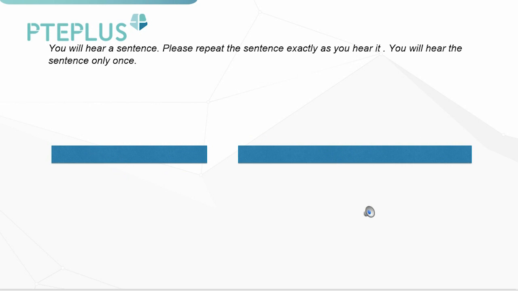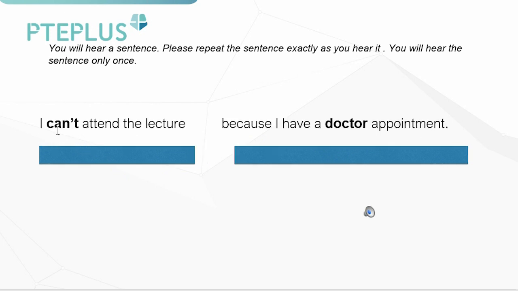So the next step would be for us to think about where the stress is and think about how the original speaker was able to have intonation and stress within the sentence, both in terms of individual words and phrases. In this particular case, it would be, I can't attend the lecture because of a doctor's appointment. I can't attend the lecture because I have a doctor's appointment. I can't attend the lecture because of a doctor's appointment.